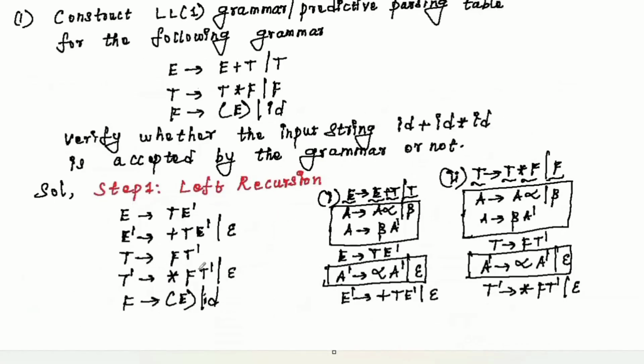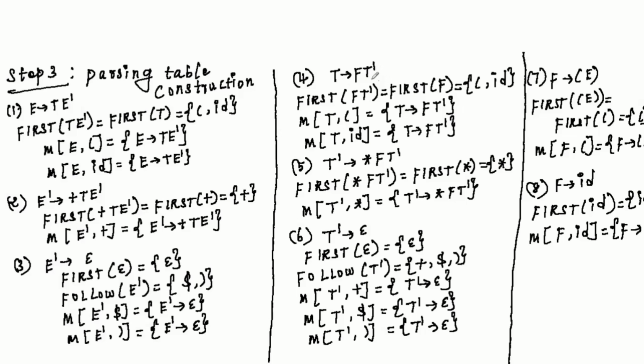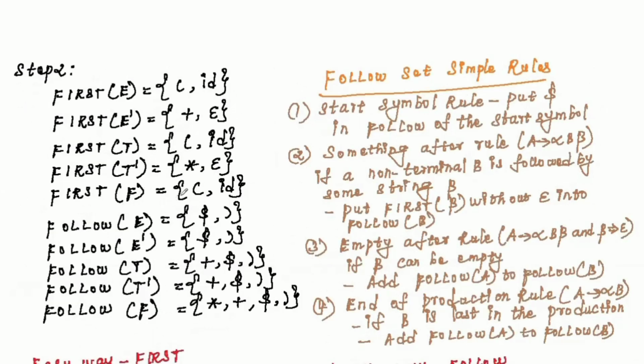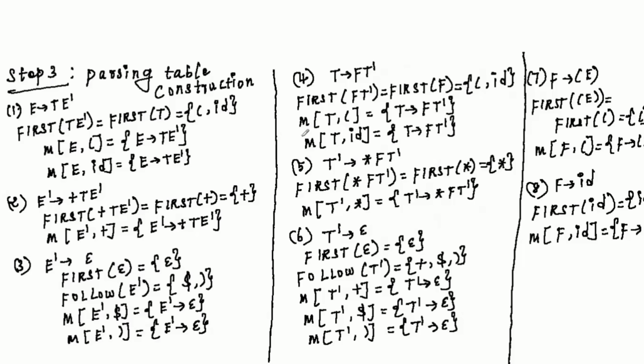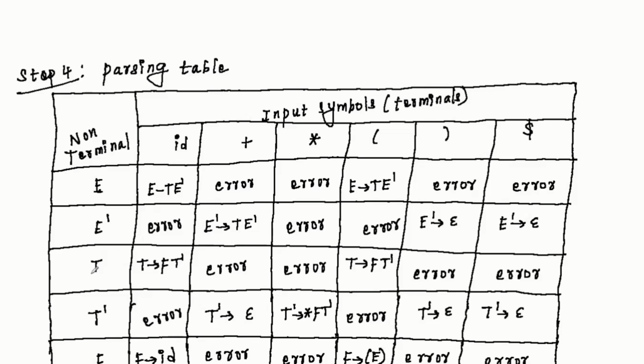Next, T tends to FT dash. First of FT dash, first of the first symbol capital F. First of F. What is first of F? First of F is going to be open bracket and ID. Here M of non-terminal symbol capital T, comma open bracket, non-terminal symbol capital T, comma ID is going to be T tends to FT dash. In the parsing table, T open bracket and ID is going to be T tends to FT dash. Here you write T tends to FT dash.